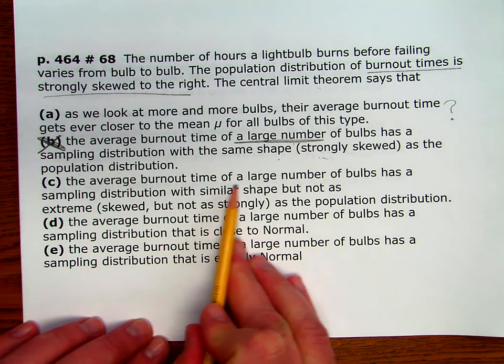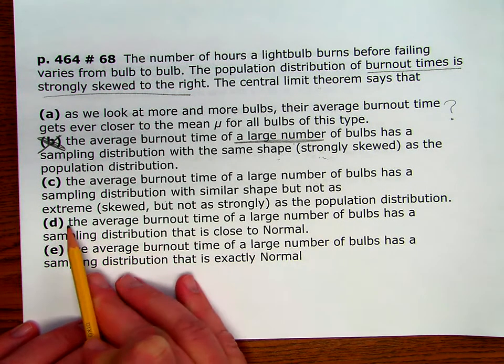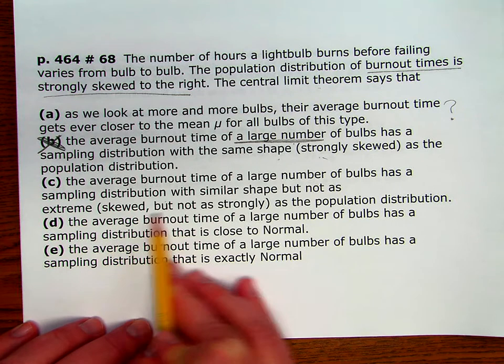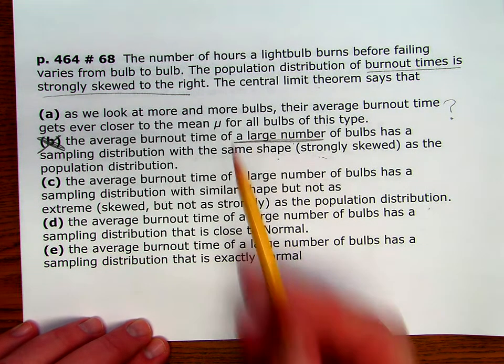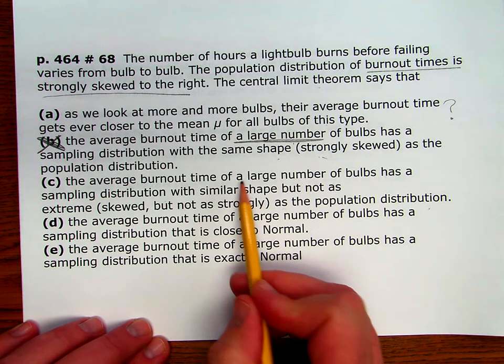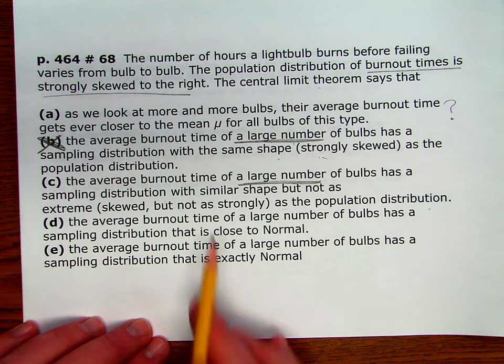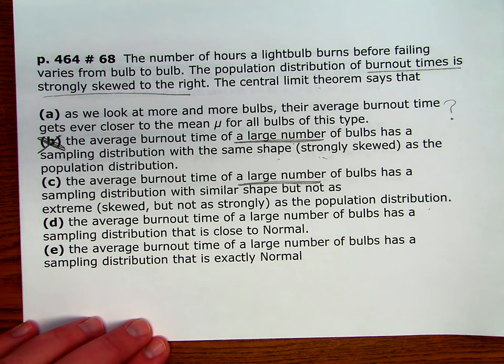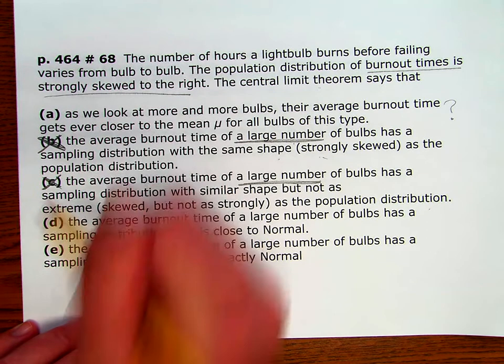The average burnout time of a large number of bulbs has a sampling distribution with a similar shape, but not as extreme, skewed but not as strongly as the population distribution. Okay, this is a very similar response to the last one in terms of a large number. A large number in this context means at least 30. So we're looking at approximately normal, not resembling the population distribution. So we can pretty confidently eliminate C.